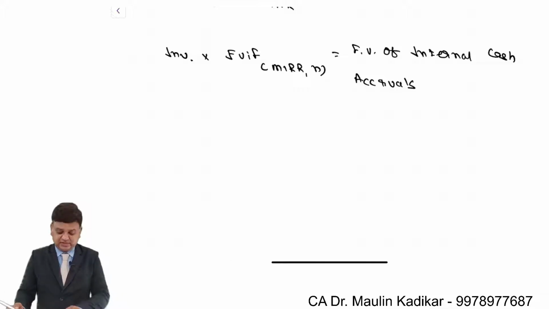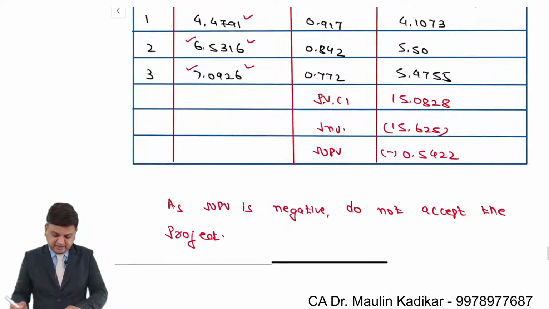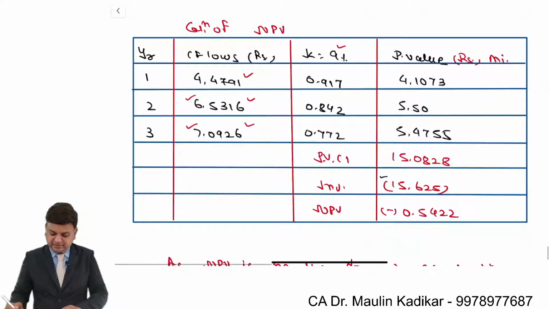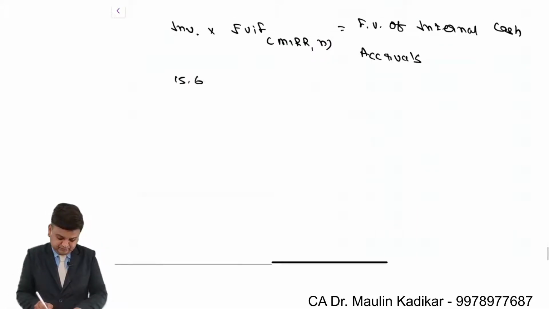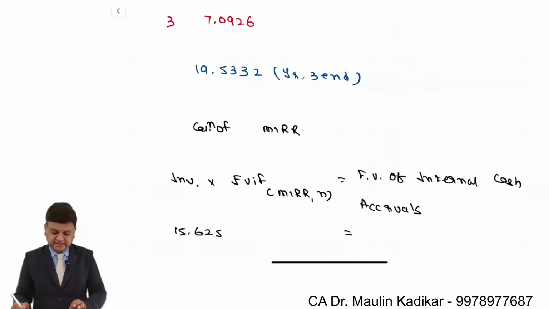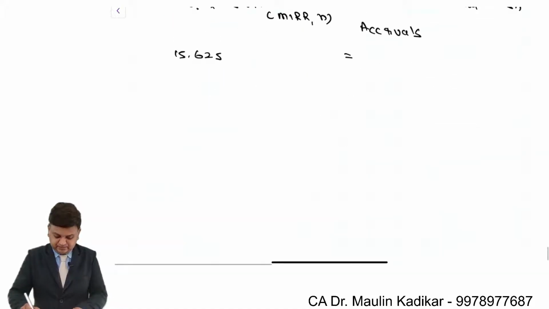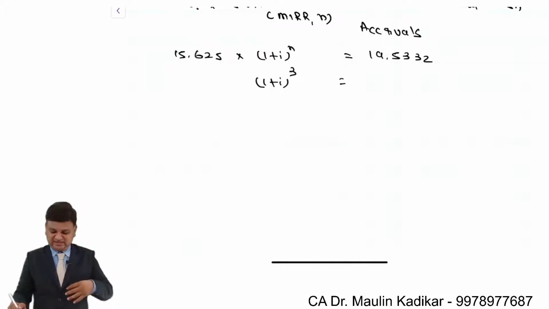This is what we understand. What is the investment that we have made? The amount of the investment is 15.625. And the future value of the internal cash accrual is 19.5332 into (1 + i)^n. So it is (1 + i)^3. Why? Because the time period is 3 years.